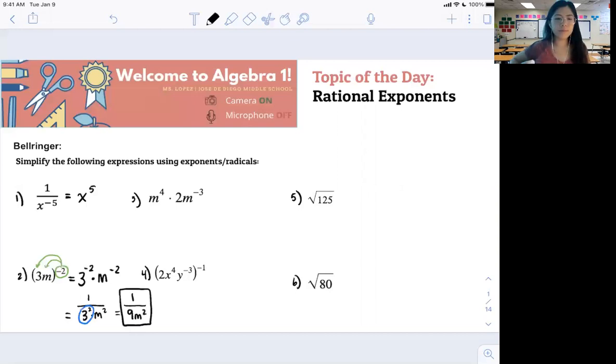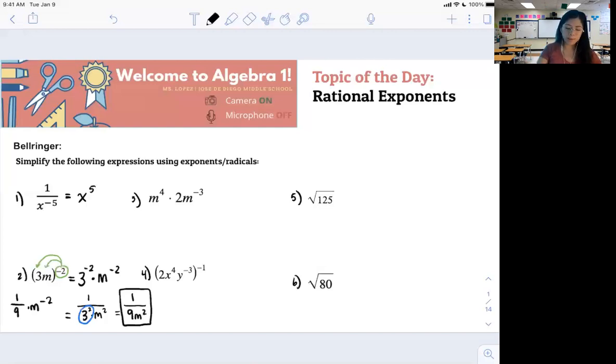I got the same thing, but I simplified 3 to the power of negative 2. So did you skip any steps, or what did you do first? I simplified 3 to the power of negative 2, and then I moved the m to the negative 2 power down. So you had something like 1 over 9 times m to the negative 2, something kind of like that? Yeah. Okay, both ways work.